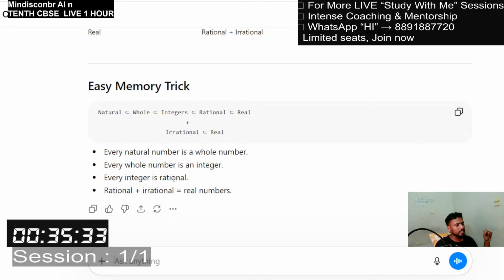Every integer is rational, right? Also, rational plus irrational is equal to real numbers.